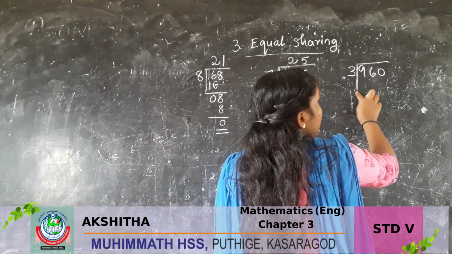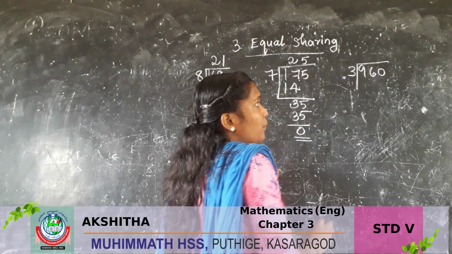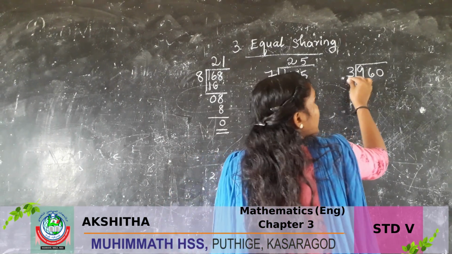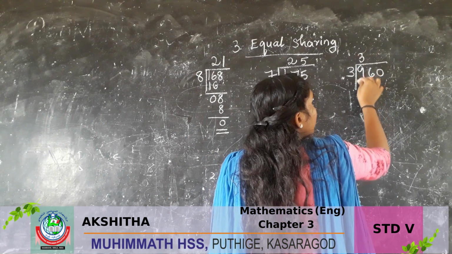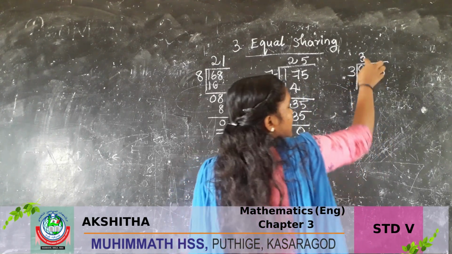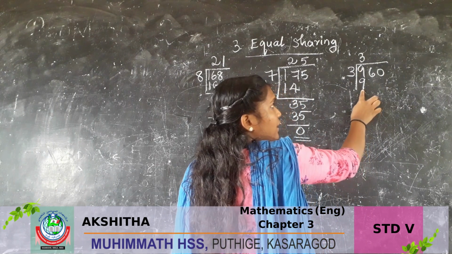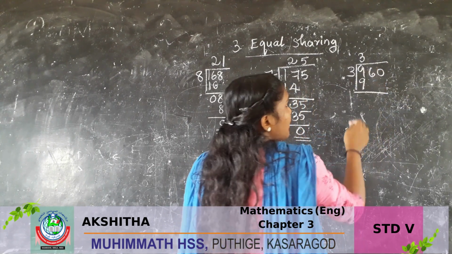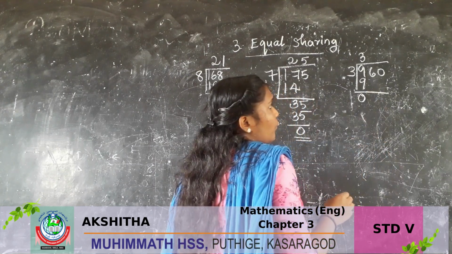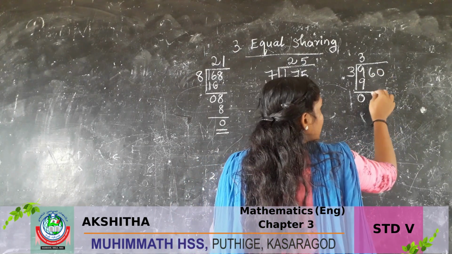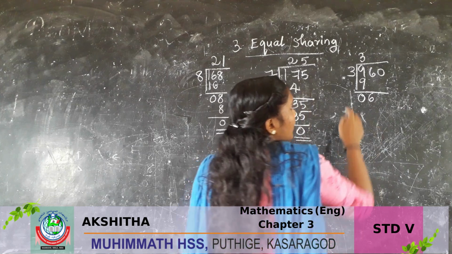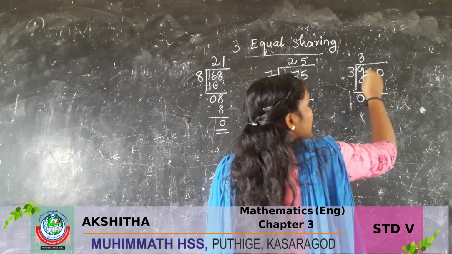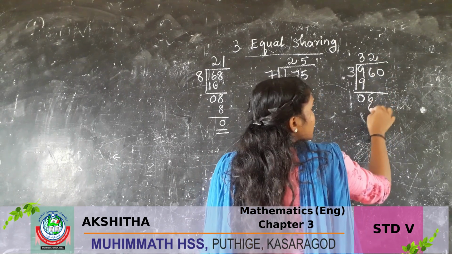Look at the next one. 960 rupees divided among 3. So here 3 3s are 9, right? 3 3s are 9. So we have to write here 9, here 3. Next 9 minus 9 is 0. Next we should write this number 6. 3. How many times 6? 3 2 times 6, right?